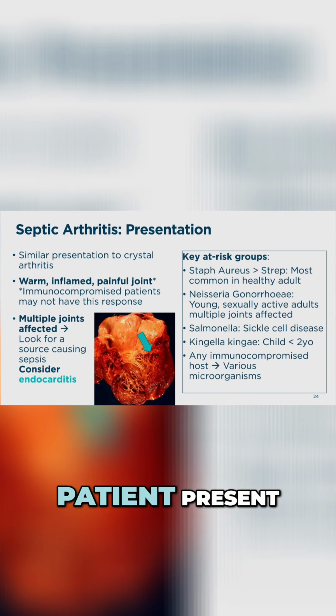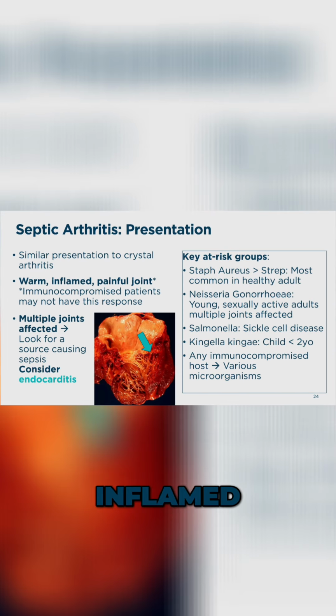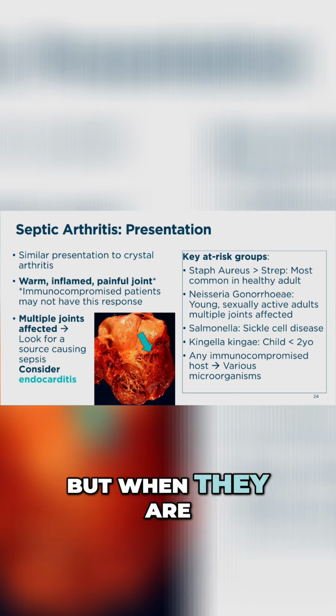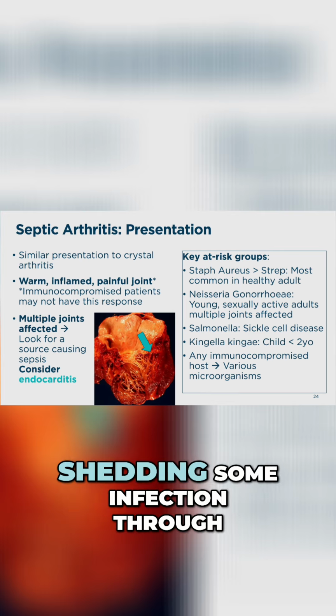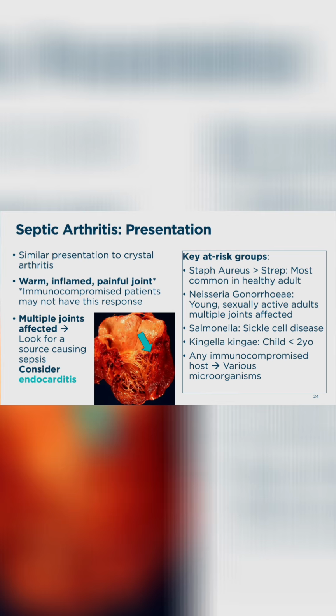How does the patient present? The joint is warm, inflamed, painful. Multiple joints can be affected, but when they are, start thinking about a source that's causing sepsis, such as endocarditis and shedding some infection through the body.